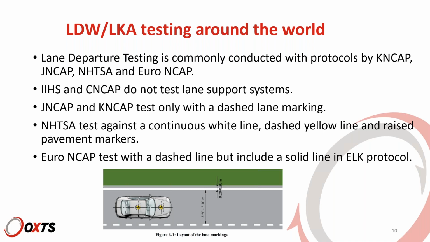Japan and Korea only test with a dashed white lane marking. NHTSA tests with a variety of different lane lines, such as a solid white line, a dashed yellow line, and also raised pavement markers, so cat's eyes as well. Whereas Euro NCAP only tests their lane departure warning with a dashed white line, but other lines are included in the emergency lane keeping protocol.